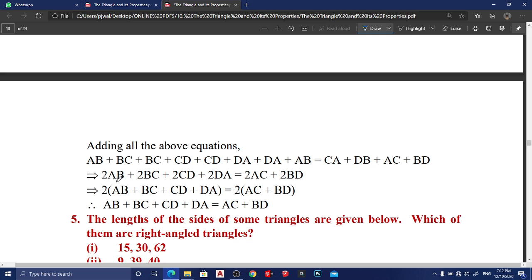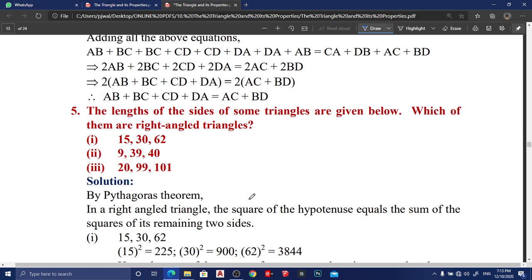Now here you can take 2 as a common number. 2 of AB plus BC plus CD plus DA. Here also you can take 2 as the common number. So 2 of AC plus BD. If you divide both sides with 2, the 2 gets cancelled. You get AB plus BC plus CD plus DA is greater than AC plus BD. That's what you have to prove here.